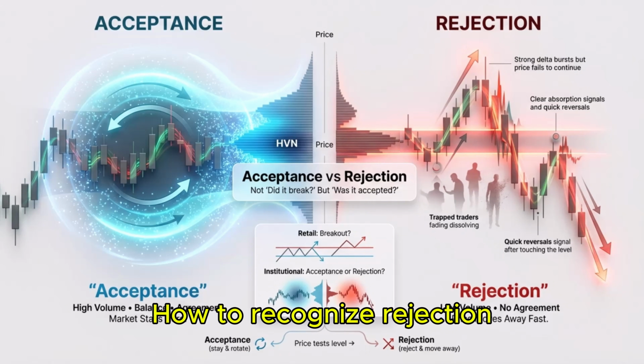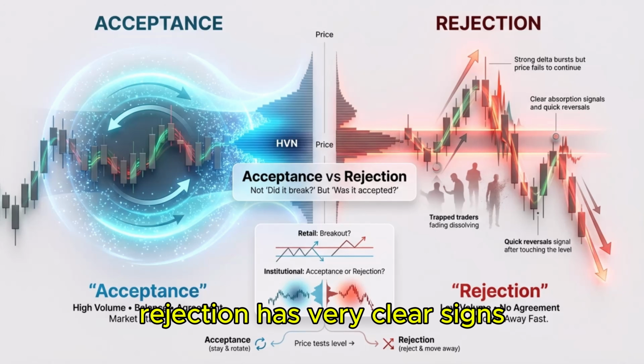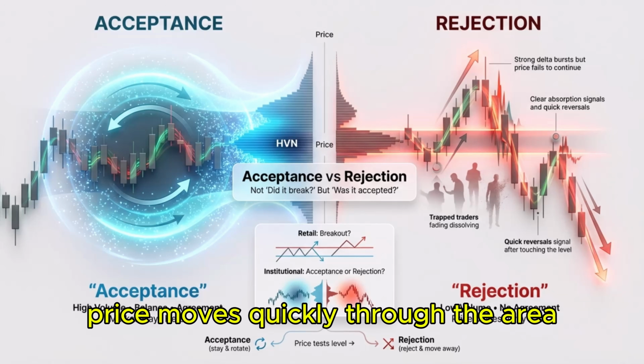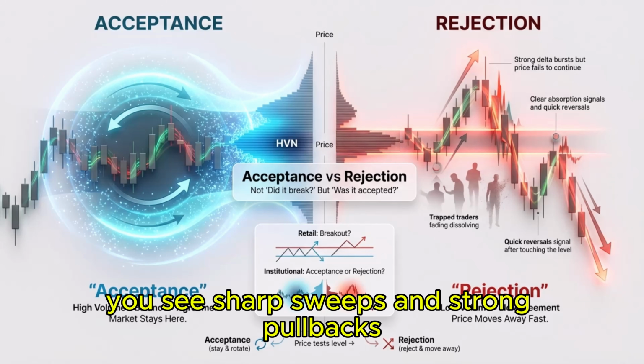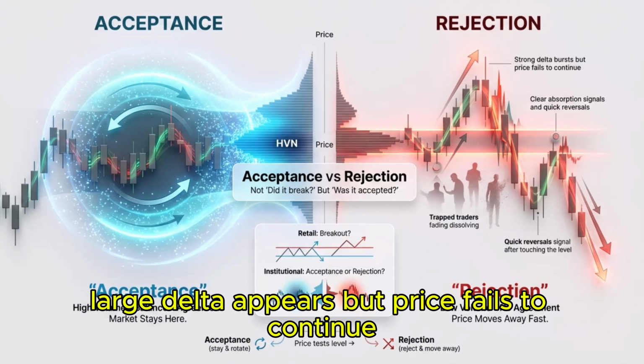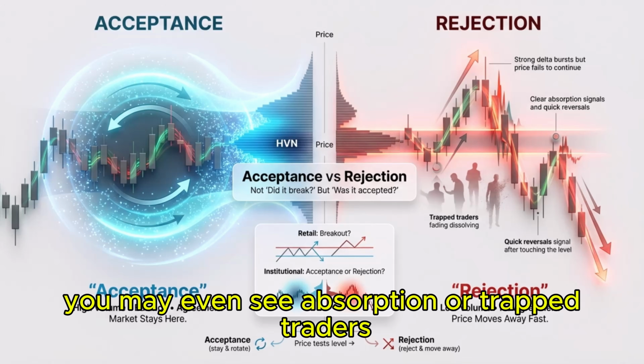How to recognize rejection. Rejection has very clear signs. The profile looks thin. Price moves quickly through the area. You see sharp sweeps and strong pullbacks. Large delta appears, but price fails to continue. You may even see absorption or trapped traders.